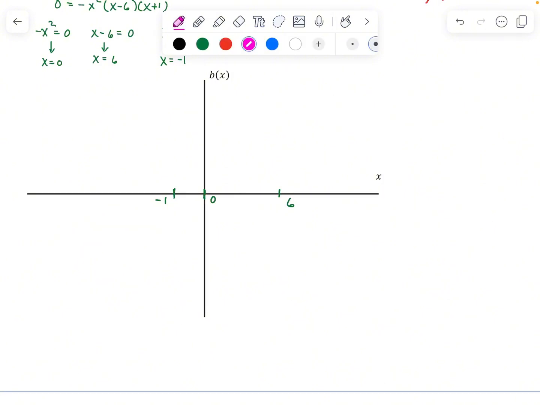The graph of b of x is going to start by increasing, and then it crosses the horizontal axis at -1, and then touches the horizontal axis at x is equal to 0, and then again crosses the horizontal axis at x is equal to 6. So this is a rough sketch of the graph of b of x. And we are done.